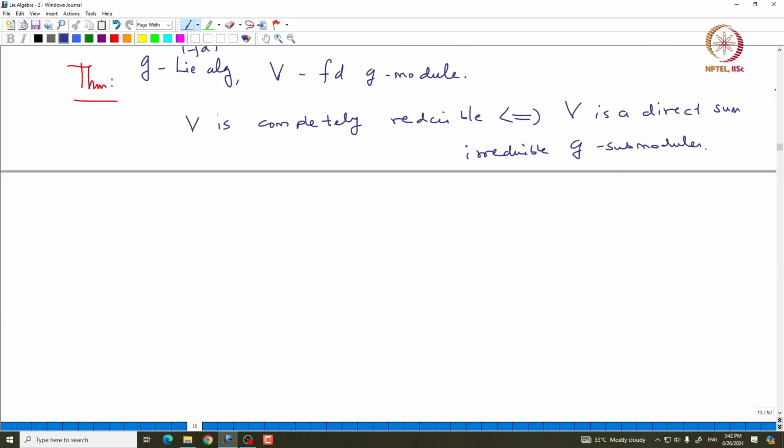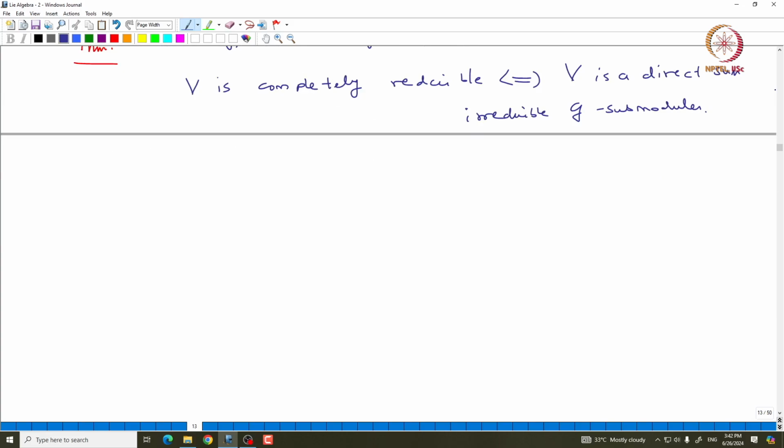One way is actually obvious, one can prove it using induction on the dimension of V. The other way we need to do a little bit of work. First of all, to use the induction, we need to see that any submodule of a completely reducible module must be completely reducible. That is actually a side proposition. So, here is another statement.